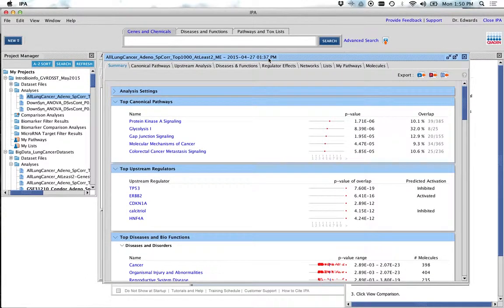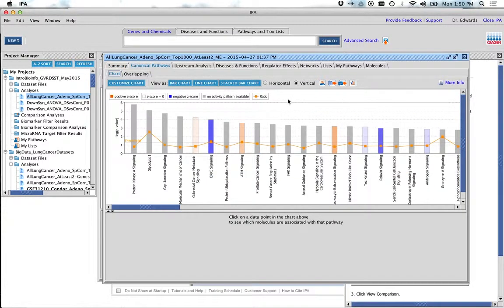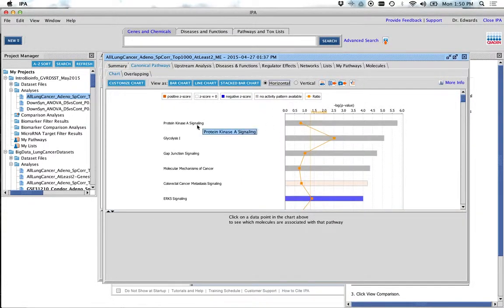Yeah? Okay. This is kind of the summation of all that stuff. So use your comparison analysis once you've downloaded everything in. Go through here, look at this comparison analysis and figure out what might be interesting. Canonical pathways. Protein kinase A signaling. Google that in lung cancer, see what happens. Glycolysis.